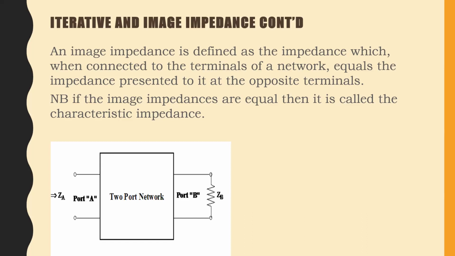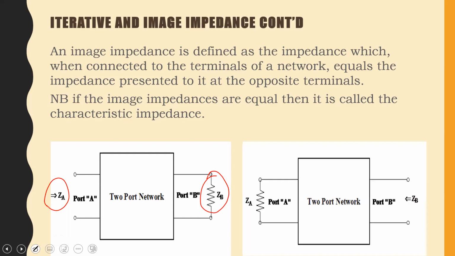So in other words, if I connect ZB at port B, and then go to port A, I measure the impedance at port A, and I get ZA. If I then connect ZA at port A, and I go and measure the impedance at port B, I'm going to get what I had connected at B. And that's how image impedance comes about. Now, this, if we're just stating it, may not be very clear. So let's take an example. Just write down what you have on the screen, and then we take the example.